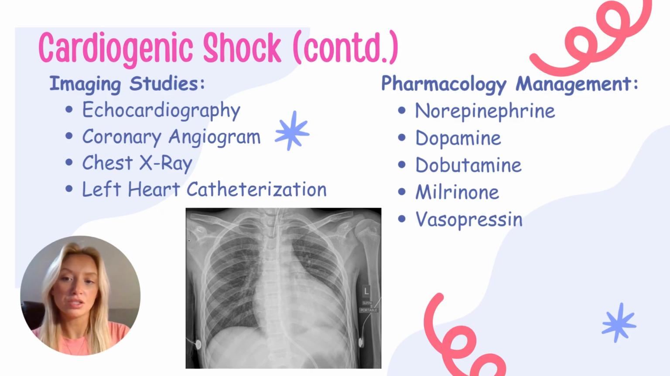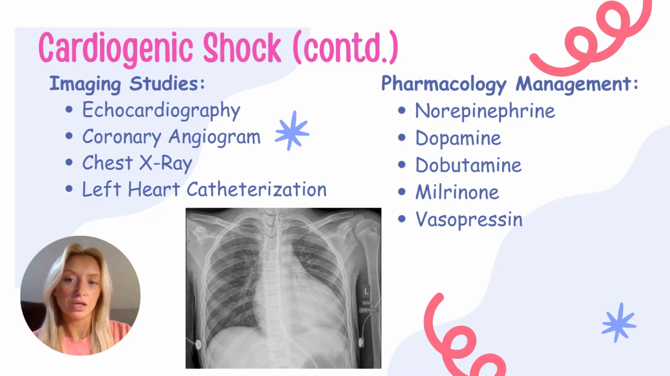A coronary angiogram looks for blockages and is also a great tool to use because it can allow for immediate treatment through angioplasty. Chest x-rays can help look for pulmonary edema and can look at the heart's size. So in the image below of the chest x-ray, obviously we can see that the heart is extremely enlarged. And finally, left heart catheterization measures pressures and just gives us another visualization of the heart.